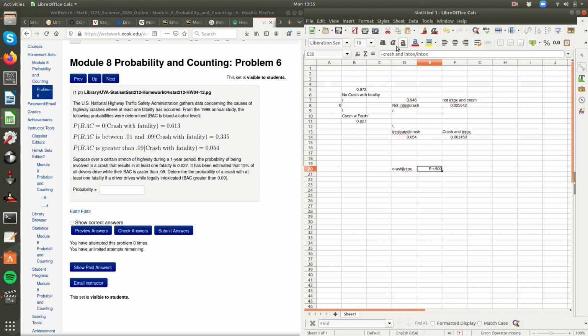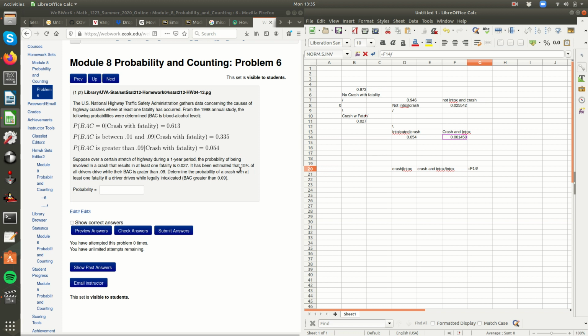Okay, so threw up an error there. It's because I wrote that equal sign. I'm not allowed to put an equal sign there. So to do this crash given intoxication, we do the crash and intoxication divided by the intoxication. Okay, so I think we have all the pieces that we need here. This one was the crash and intoxication. And then I need to divide by the probability of intoxication. Well, that was actually given to me in the story.